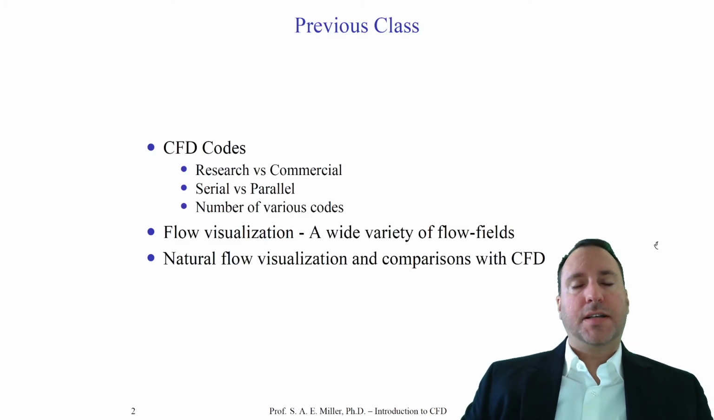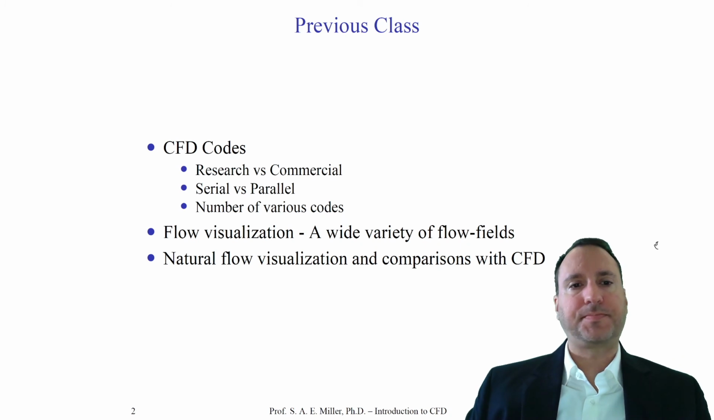In the previous class, we talked about multiple kinds of computational fluid dynamics codes and their classifications. We talked about research versus commercial codes, serial versus parallel codes, meaning if they're running on a single processor or multiple processors, and a number of various types of codes and examples. We showed one type of example to illustrate the concept of an open source solver to look at solid shockwave equation.